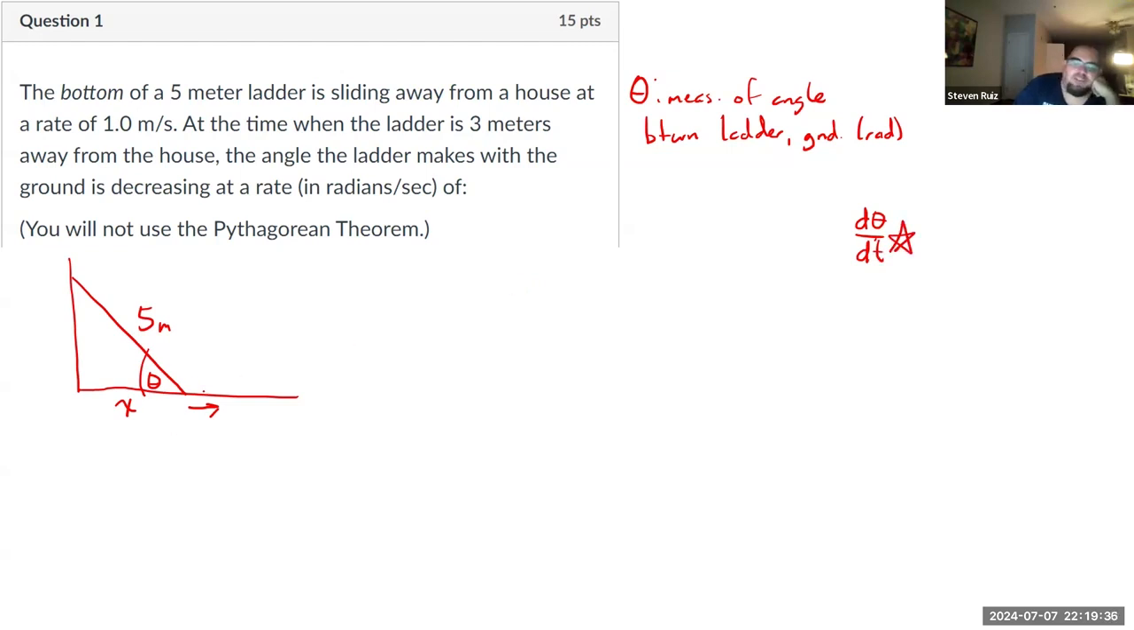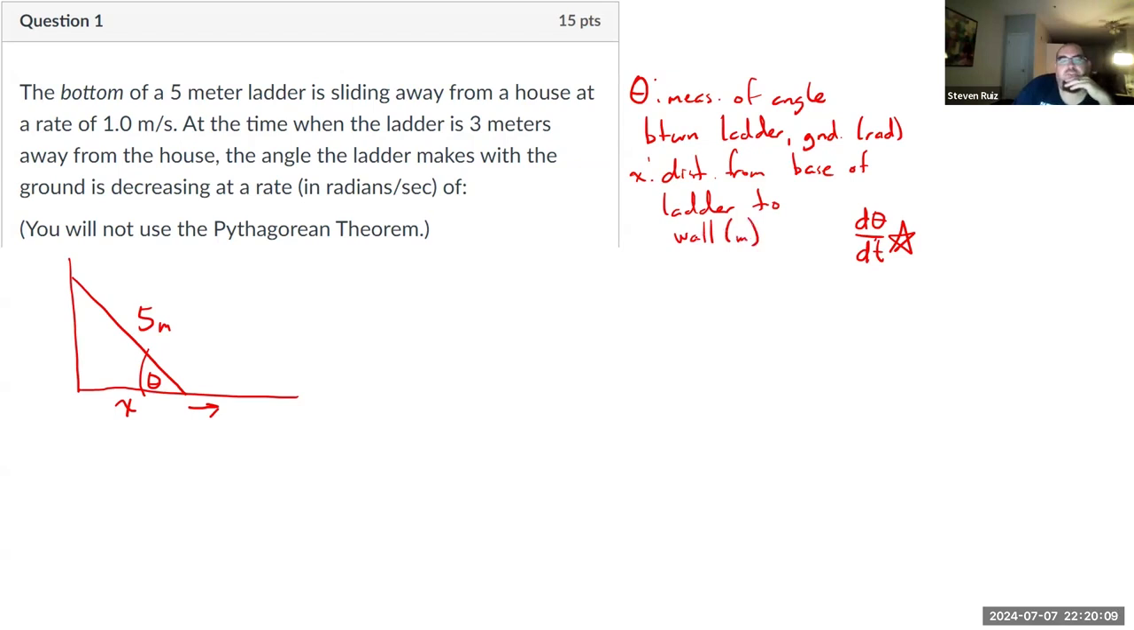So what sides are we going to consider? We know the hypotenuse here is going to be 5 meters, which is constant. And we're given some idea of the rate of change of this distance x. So x is the distance from the base of the ladder to the wall. And what's our length unit? That is meters.